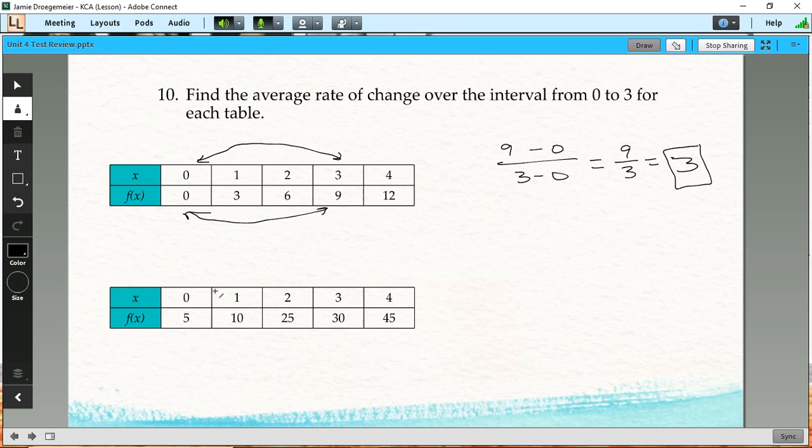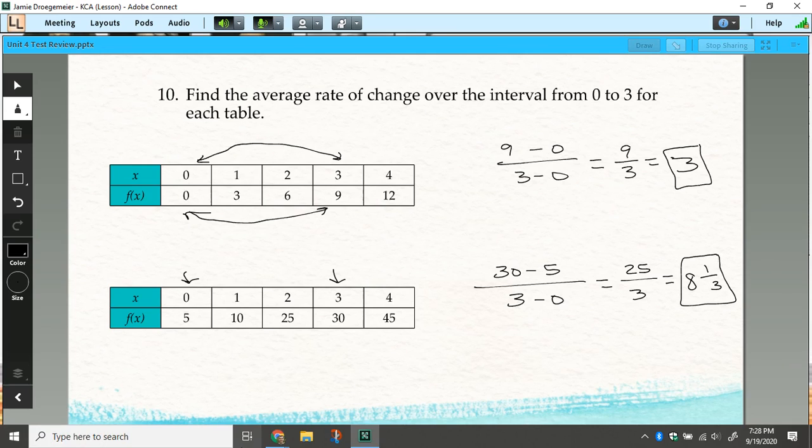For our second table, so again, going from 0 to 3, y value at 3 is 30, y value at 0 is 5. The x value at 3 is 3, x value at 0 is 0. 30 minus 5 is 25, 3 minus 0 is 3. So we get 25 thirds. If we do that as a mixed number, that would be 8 and 1/3. 3 goes into 25 8 times. We'd have 1 left over. So 8 and 1/3 would be the average rate of change for that one.